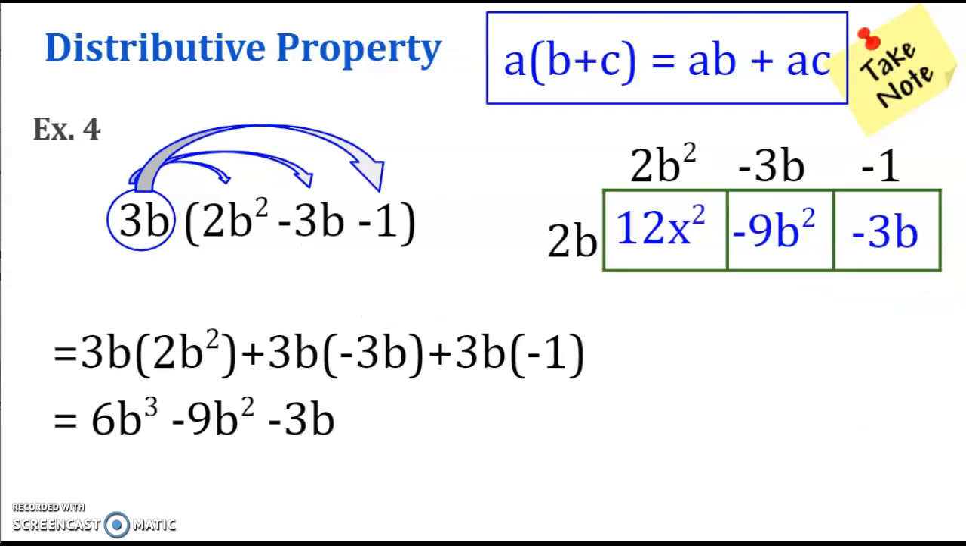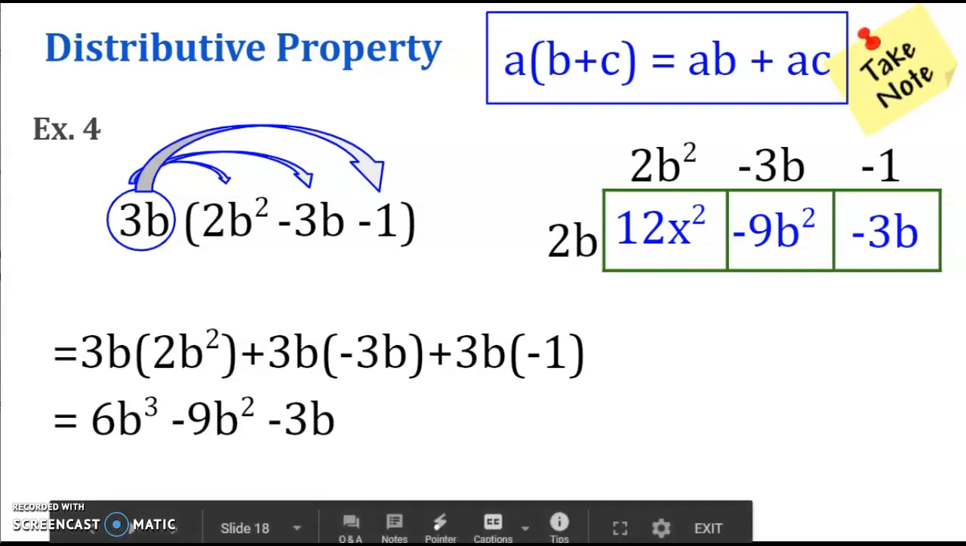Okay, and the last example. This time I have 3 terms in the polynomial. That just means I need to distribute 3b to 2b squared, negative 3b, and negative 1. The thing is, you need to recognize that the negative sign goes with the 3b, so you need to keep that together.